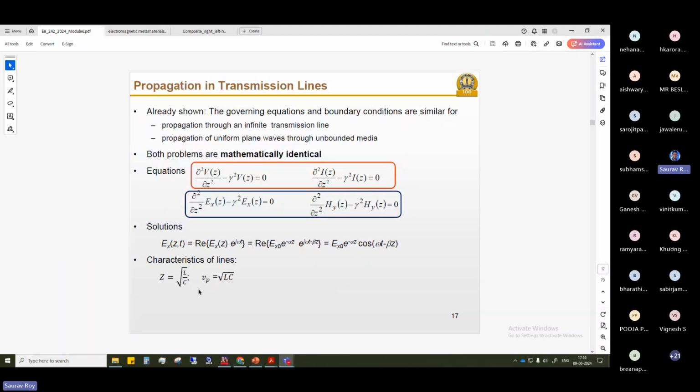The characteristics of the line are the impedance, square root of L over C, and the phase velocity, 1 over square root of L into C. So what are these L and C? In traditional transmission lines, L and C are the inductance and capacitance per unit length of the transmission line. You should always remember this unit length factor. It's not an actual capacitance; it's per meter or per centimeter, whatever you assume.